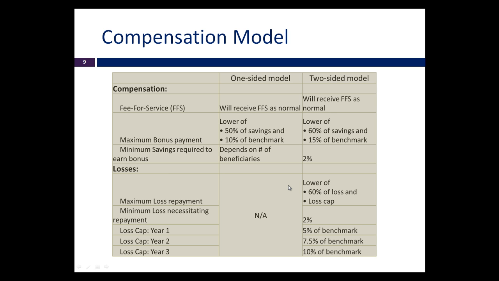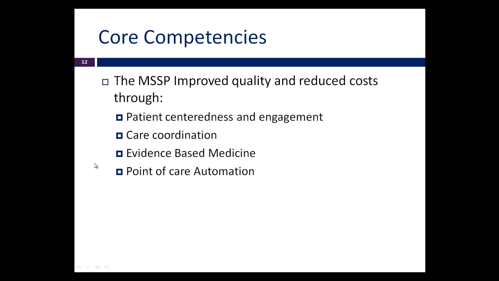Okay, so we've talked about the financial implications of savings and how they're going to be shared with ACOs at the end of each reporting period. We turn our attention now to what an ACO needs to do in order to realize these savings. Well, CMS has identified a number of core competencies, which it believes, if developed by an ACO and worked upon, can realize increases in quality and reduce costs. We've mentioned what we believe are the four major ones here. There are others, but these are by far the most important. First of all, patient-centeredness and engagement.